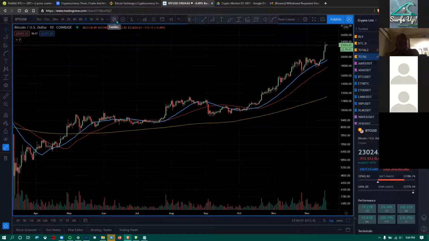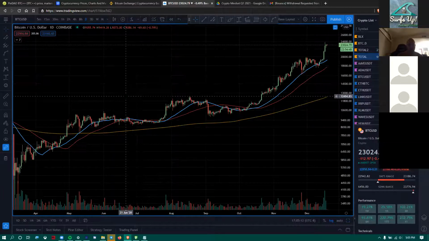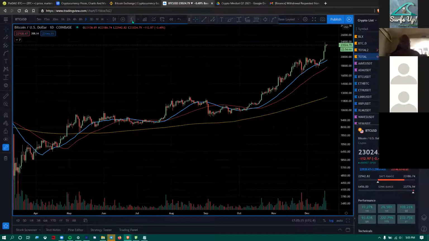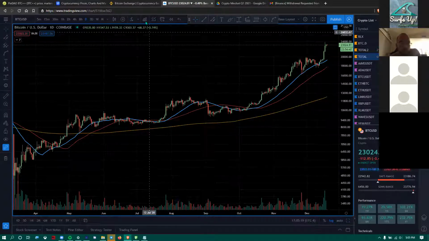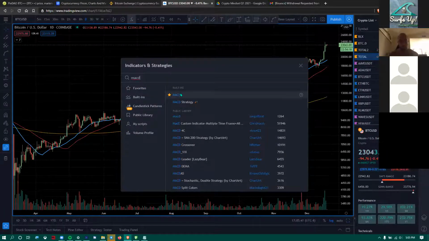Okay. Let's start with our indicators that we're going to want to put on the chart. There are two different types of indicators: overlays and oscillators. For the oscillators, you want to pick MACD. Go to indicators and strategies, type in MACD, and go to the first one, the one that says built in, not the one that says strategy. Star it so you can save it to your favorites.